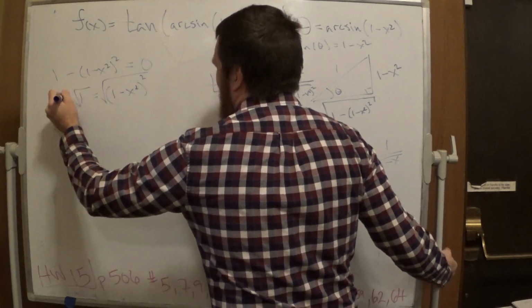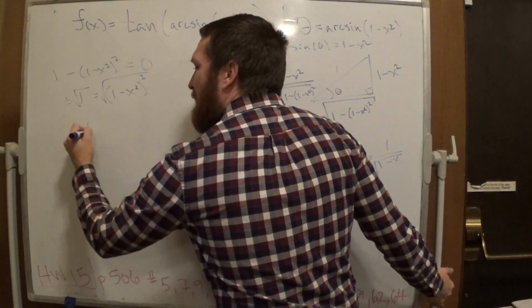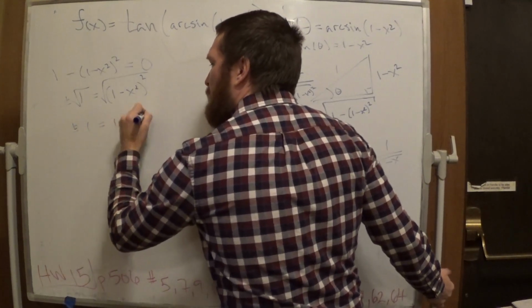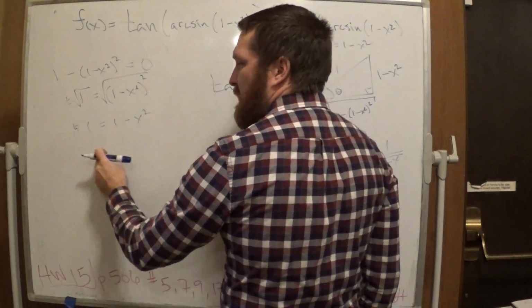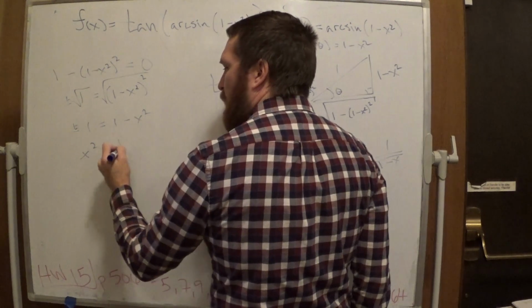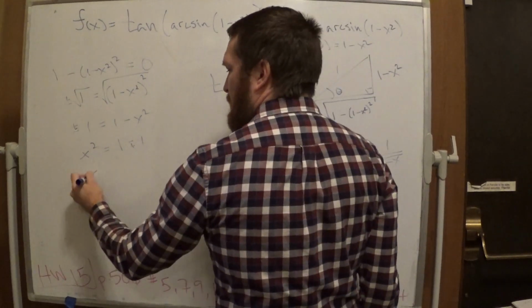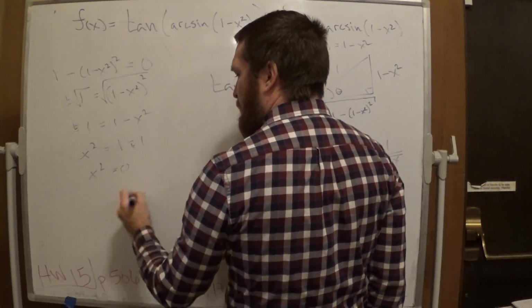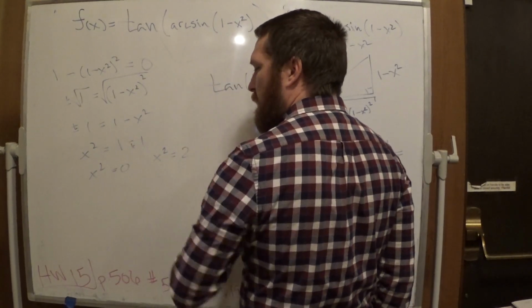Square root both sides. It gives you plus or minus 1 equals 1 minus x squared. Now we have a couple of different ways. You bring the x over, I guess. Bring this guy over, and that'll be a minus plus 1. So now we have two possibilities: x squared is either equal to 0 or x squared is equal to 2.